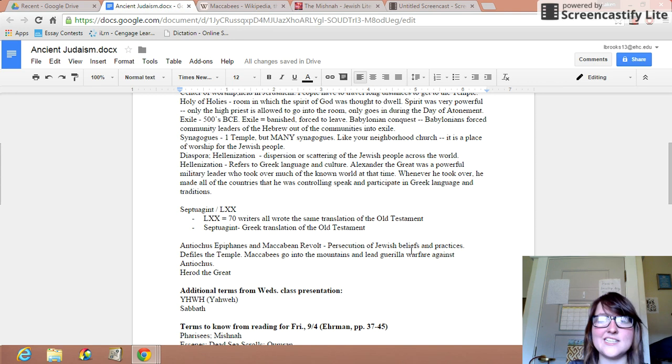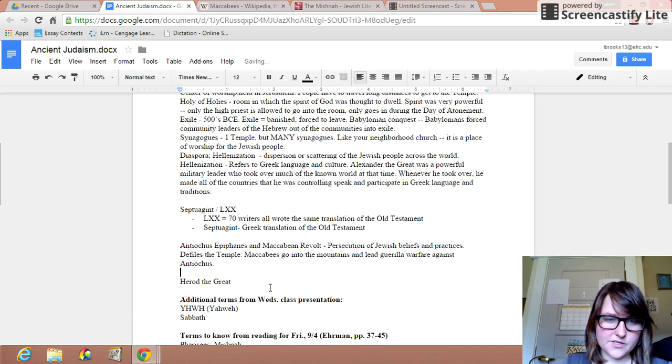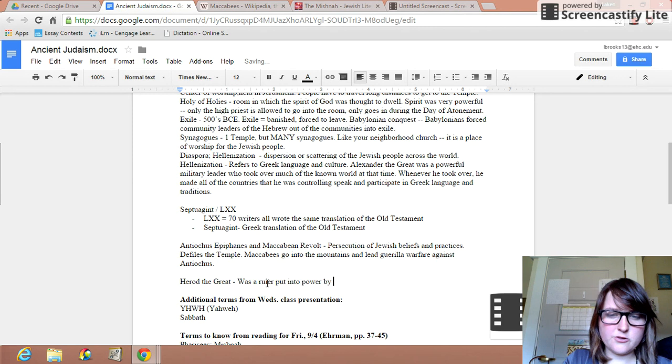They go in and they cleanse the temple. That's where you get Hanukkah from, interestingly enough. But have this in mind, Antiochus is kind of this corrupt ruler, and the Maccabees, they're this family that's starting this revolt back against him. Okay, so you have Herod the Great. Herod the Great was a ruler put into power by the Romans. He wasn't very well liked. He ruled during Jesus' lifetime, when Jesus was a baby.